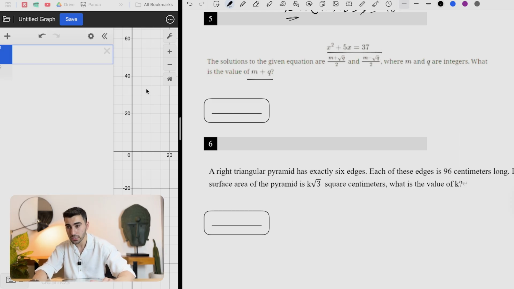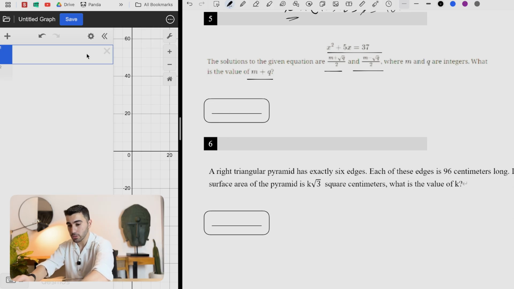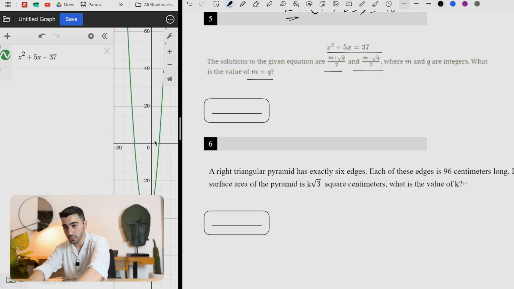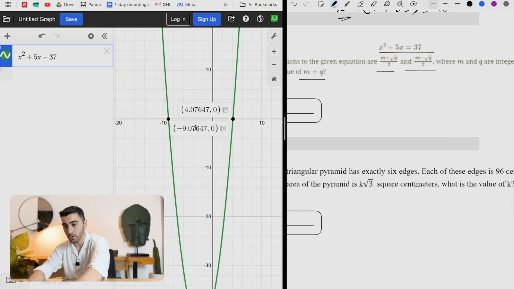I can plug this into Desmos and see the solutions, which is this and this, but the solutions are in the quadratic formula format. This means don't do Desmos, and the reason I say this is because if we plug them into Desmos, see what's gonna happen. Plus 5x minus 37. I moved everything to one side. Here's the solutions. Look at the solutions. They are not integers. These are long decimals, and you don't want to deal with these numbers. You don't want to do that.